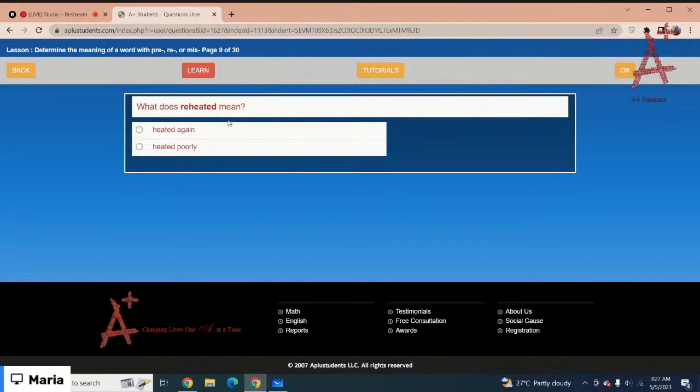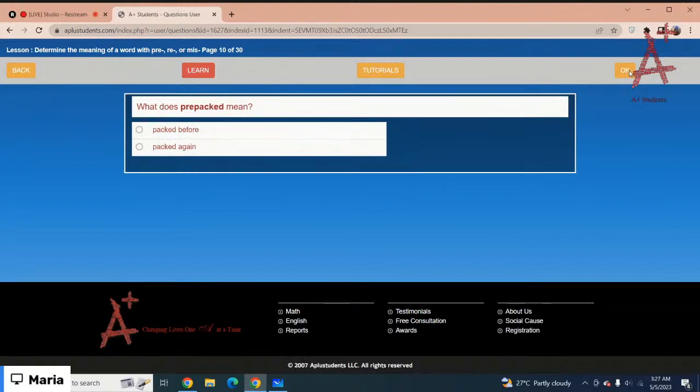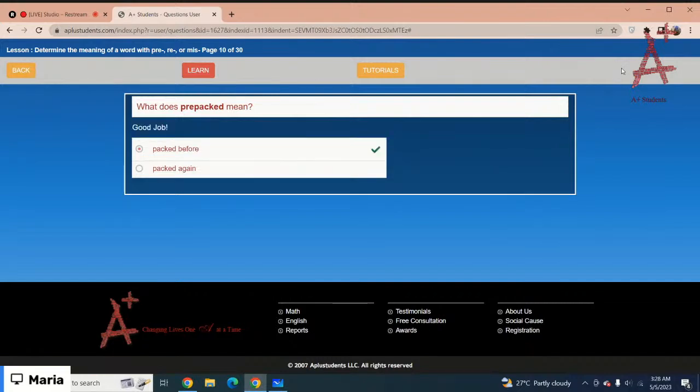Reheated means heated again. Option number one is the correct option. Pre-packed. So which is the correct option? Packed before, packed again. Pre means before, so it would be option number one. Pre-packed means packed before. Very good.